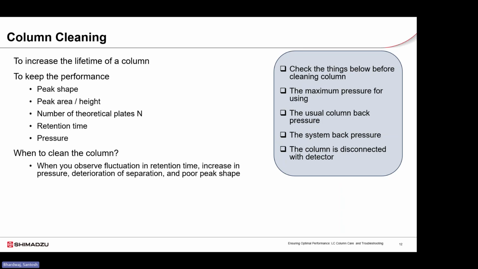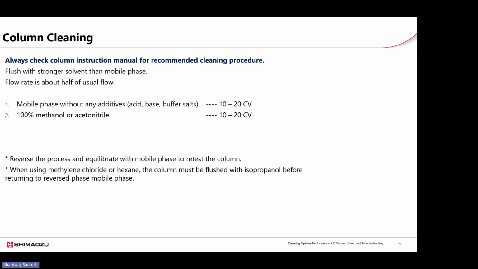Before starting, always check the column's pressure limits and disconnect it from the detector. Using the recommended cleaning solvents step by step helps restore the column performance almost like a new column. Column cleaning should start by flushing with additive-free mobile phase, followed by a stronger solvent if needed. Reduce the flow rate to about half of the normal during cleaning.